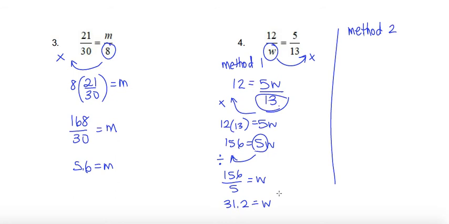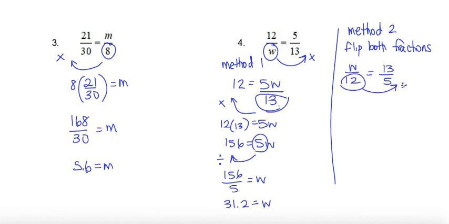Method number 2 is just to flip these fractions to begin with. So method number 2, flip both fractions. And by flipping both of the fractions, I don't have to worry about doing some extra steps, because if I flip them both, then my unknown is already going to be at the top of my fraction. So I could have w over 12 is equal to 13 over 5. So I'm flipping both of those fractions to get my unknown at the top. And then I can take my 12 and bring it over and multiply, because right now w is being divided by 12, so the opposite of division is multiplication.